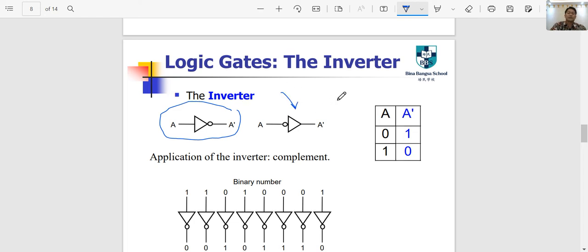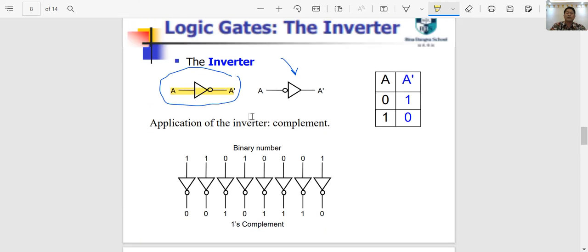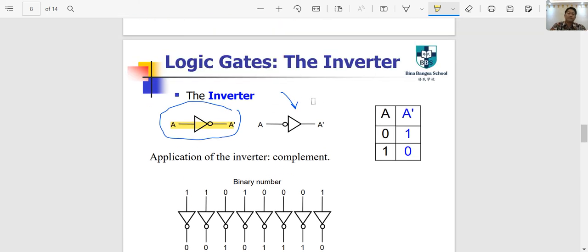You might come across later on with some of the symbols, but definitely the recommended symbol that is being used, class, is this one. Okay, the common symbols. Usually the inverter, or simply we call it the NOT gate.